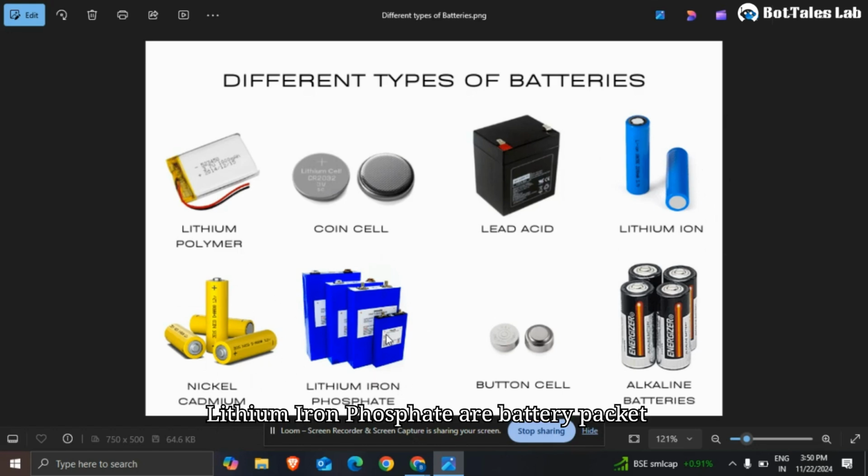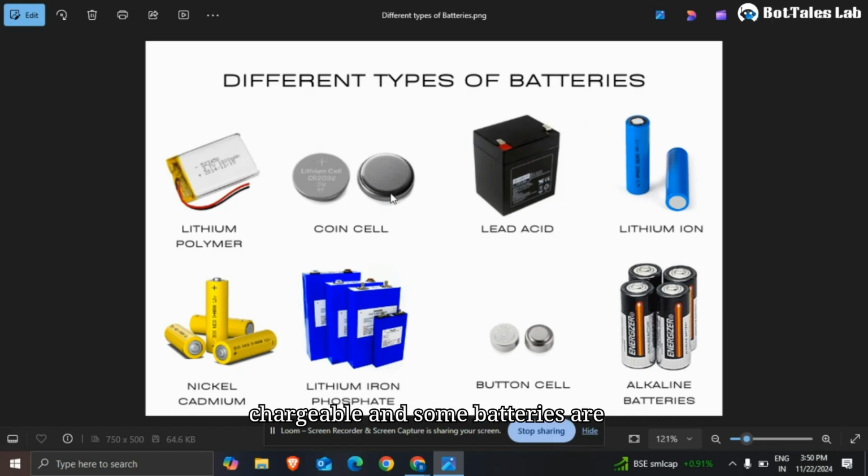Lithium iron phosphate are battery packs where space is less, where we use that battery. Button cell are also used in our watches and other things. Alkaline batteries are also called as rechargeable battery. We can use it also in our camera or other things.